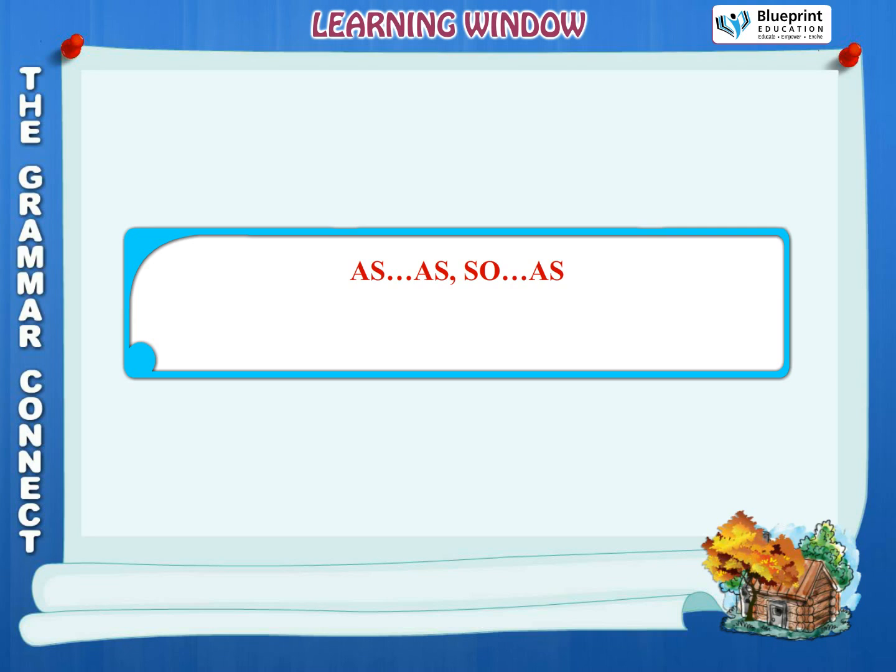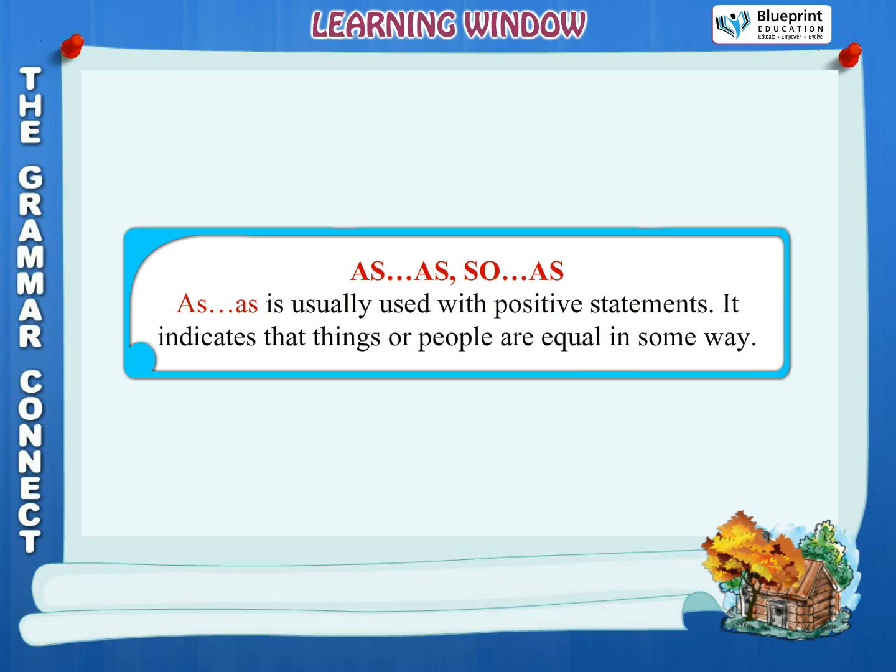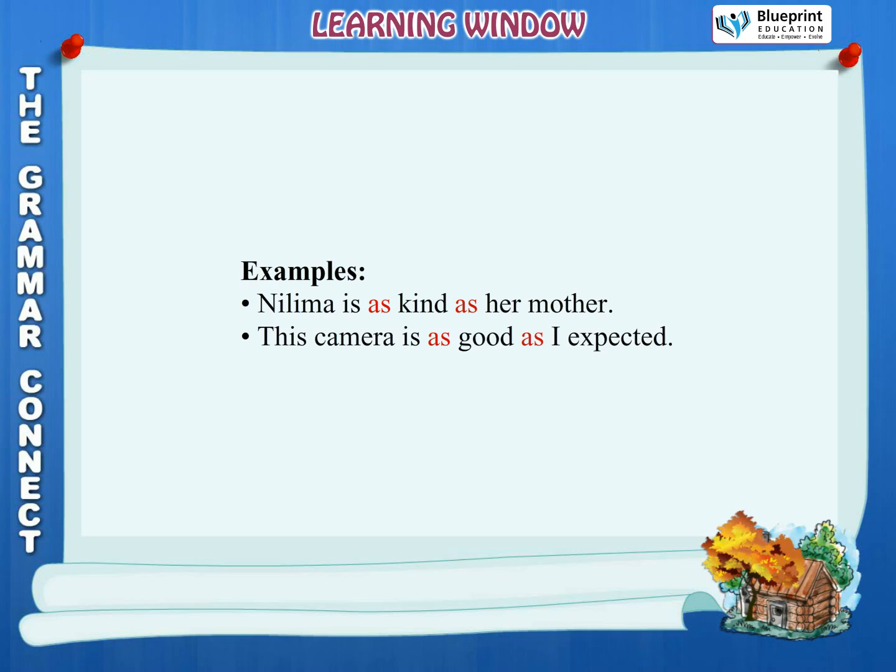As, so, as. As is usually used with positive statements. It indicates that things or people are equal in some way. Examples: Nilima is as kind as her mother. This camera is as good as I expected.